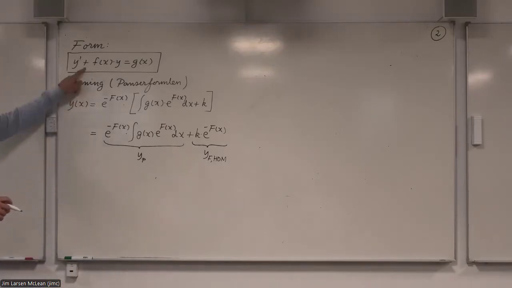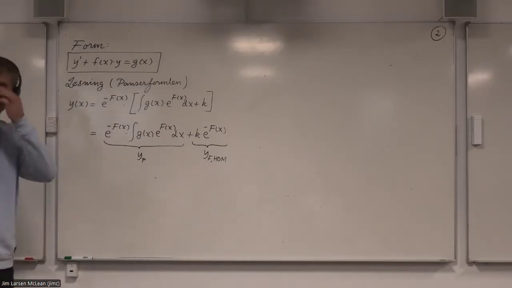So how did we get there again? For this solution, we got a good idea to multiply by Euler's number raised to an antiderivative of f. That's called the integrating factor.